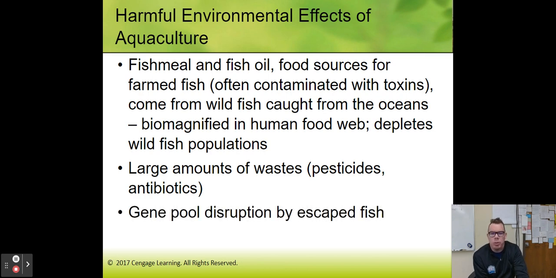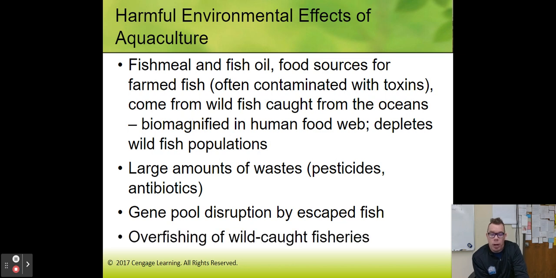All right. The gene pool disruption by escaped fish because they still get out, and the overfishing of wild caught fisheries, that's still happening. Okay, a whole bunch of overexploitation. And like we said, it's hard for us to look out in the ocean to see the impacts because it's big. We can't really see the population numbers. We just think it's so big, there's just an inexhaustible resource.